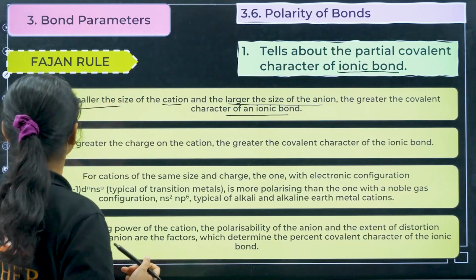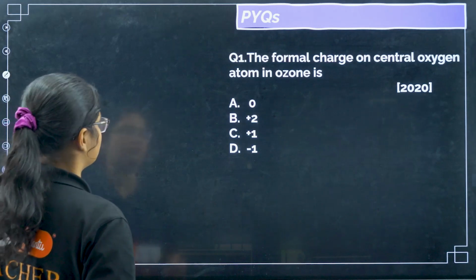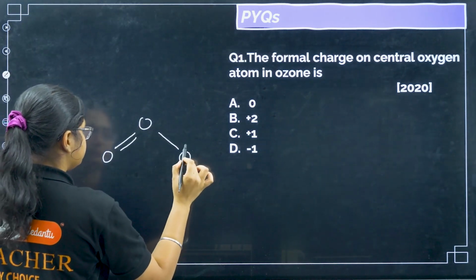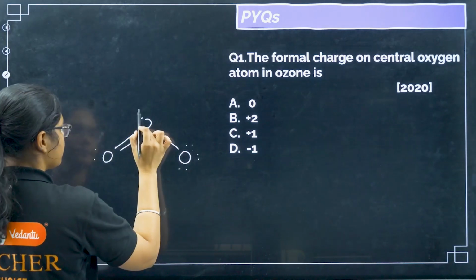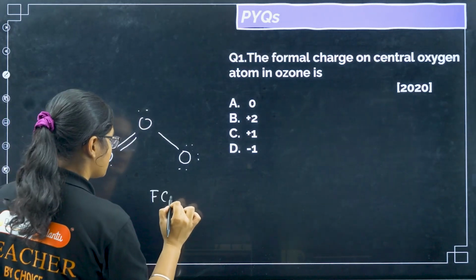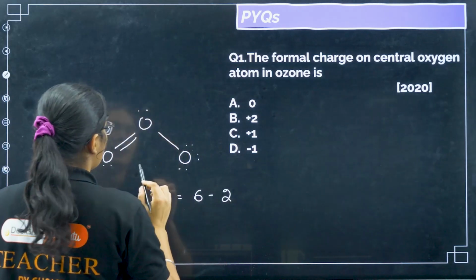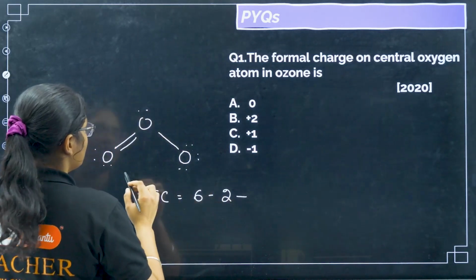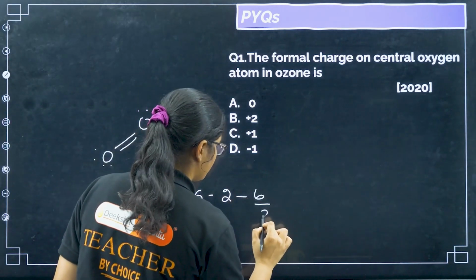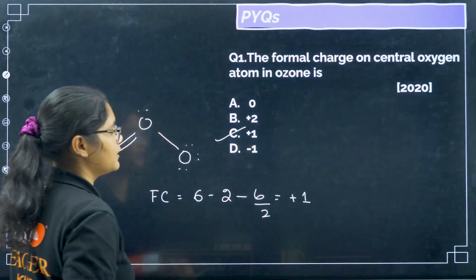Okay, next, we'll do some question practice here. Formal charge on the central atom of ozone is, so we have already discussed ozone's central atom. I'll do it once more. Okay. So if I see the formal charge of oxygen, total there are 6 valence electrons, lone pairs of electrons are 2, and here we have minus (1, 2, 3, 4, 5, 6) by 2. So if I see here, this is plus 1. So the central atom charge is plus 1, option number C.